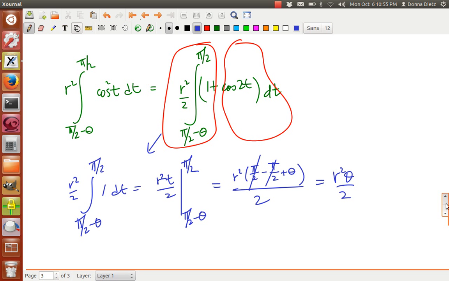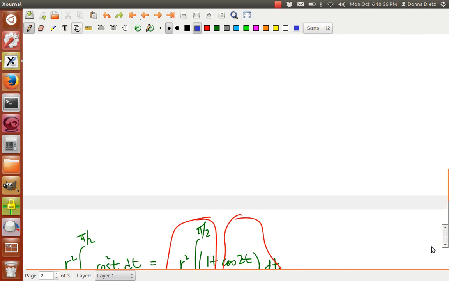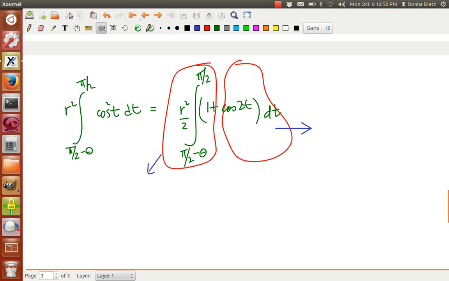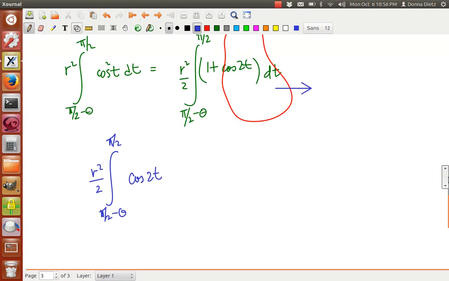Okay, because remember that stuff way at the top, this mess we need to cancel out with something. So that stuff is going to end up canceling with this stuff that we're going to do next. So I'm going to go ahead and erase all this, and now I'm going to do the other half of the integral. The other half of the integral is going to look like this: cosine of 2t, pi over 2 up here, pi over 2 minus theta down here. So that's the mess we're talking about.